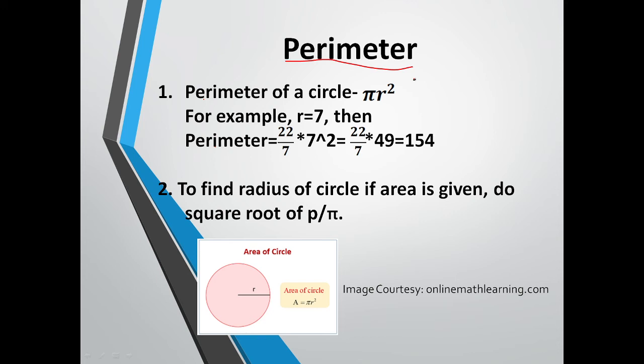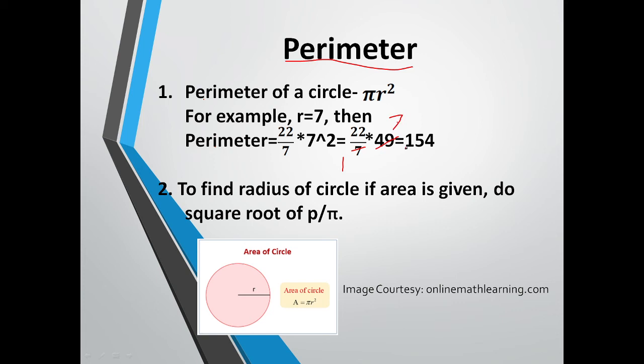Okay, so for example, r equals 7, then area equals 22 by 7 into 7 squared. This is squared, so first we will do 7 squared. Remember this, by BODMAS: first we do exponents, then multiplication. So 22 by 7 into 49, since 7 squared, 7 into 7, is 49. This one cancels with 7, and 7 into 22 is 154.